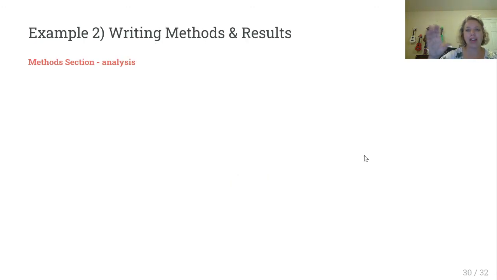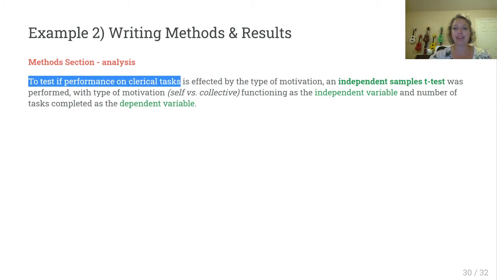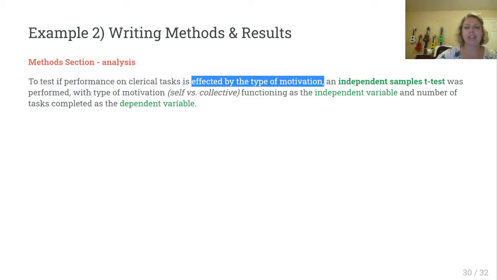So let's write it up. We've got a methods section and then a results section. So in the analysis part of the methods section, we would want to say why we're doing this. We want to test if the performance on this clerical task, mailing envelopes, filing files alphabetically, I don't know what it is, if that is affected. Is it affected or effected? I might have that wrong.